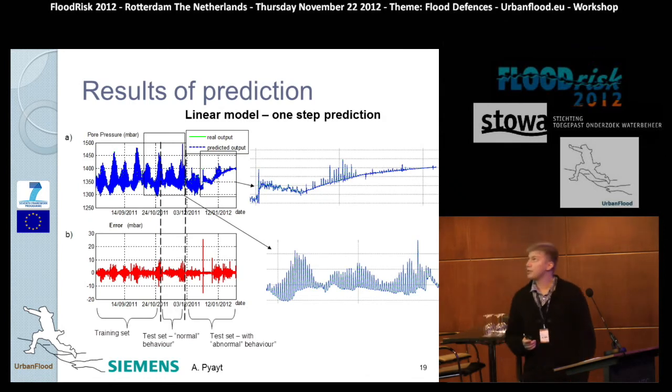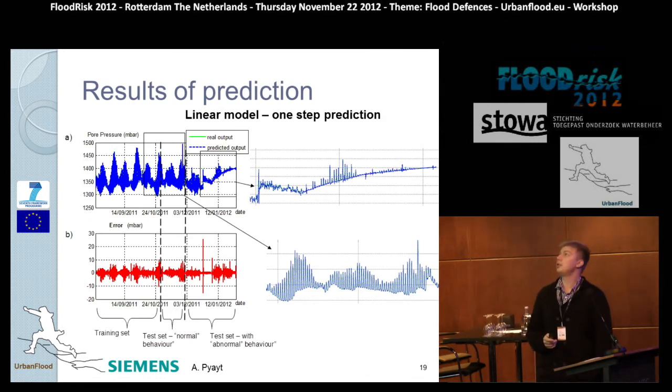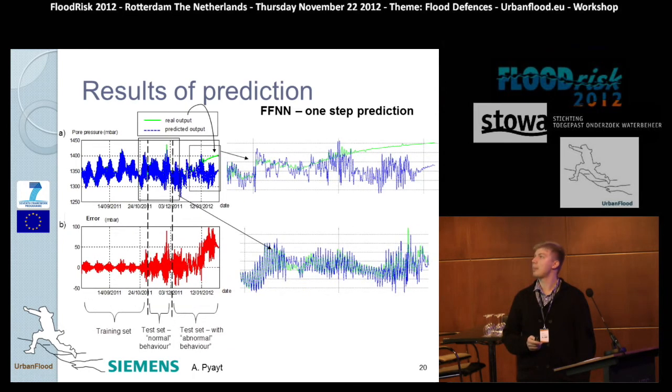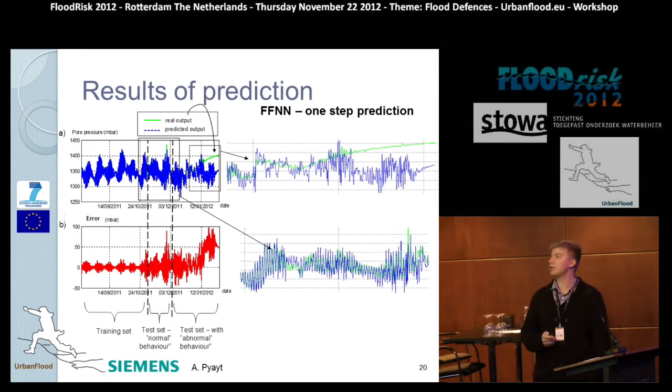In this slide, I presented results of linear model application in prediction mode. It provides better alignment with real sensor values, but it can't identify the anomaly in data. And the last model, the feed-forward neural network, provides good alignment with real sensor values, and it can identify the sensor fault.